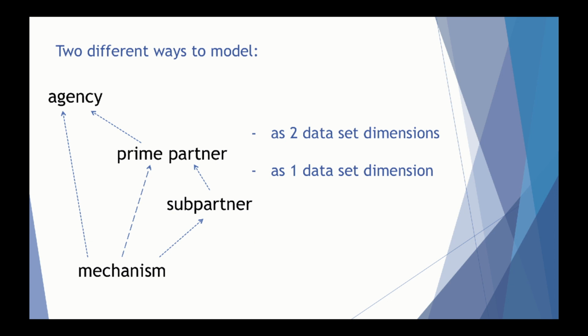We can add subpartner as an extra data set dimension, and I'll show you in a moment a model with 2 data set dimensions that will model these 4 constructs of mechanism, subpartner, prime partner, and agency. Or we can continue to do it as a single data set dimension. And this is something that we looked at the pros and cons of and decided on one of them. But the PEPFAR case may not be the same as other cases. And the right decision for PEPFAR may not be the same as the right decision to model for another implementation. So I'll talk about those pros and cons as we look at the different models.